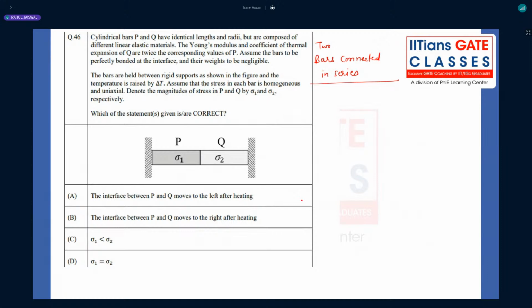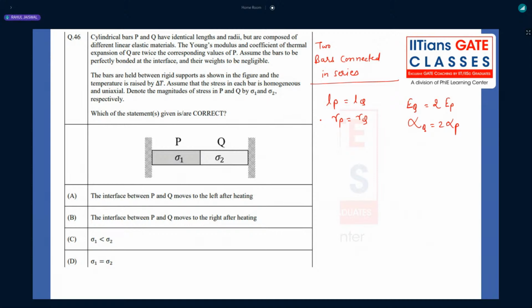A cylindrical bar P and Q of identical length, length of P and length of Q are the same, the radius of P and radius of Q are the same, composed of linear elastic material, right? That means Hooke's law will be followed. The Young's modulus and coefficient of thermal expansion of Q: E of Q is 2 times E of P. Coefficient of thermal expansion is 2 times the coefficient of thermal expansion of P. The bars are held between two rigid supports. That means that is not a flexible support. That is not going to yield. So there will not be any yielding possible at the support. So total deformation will be 0, right?